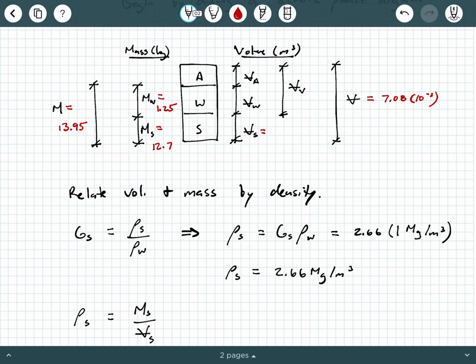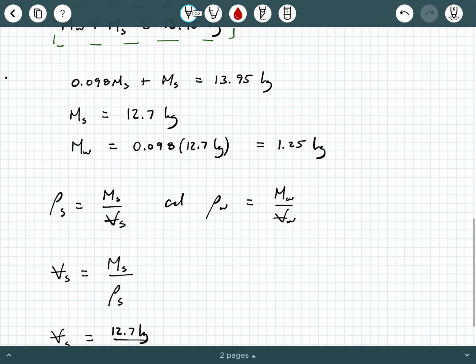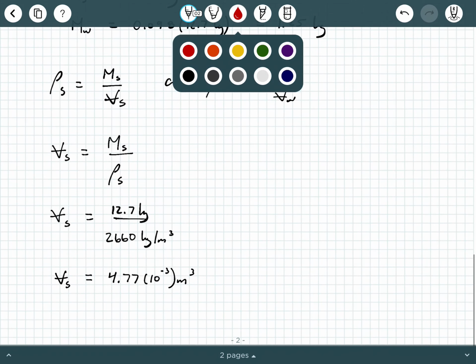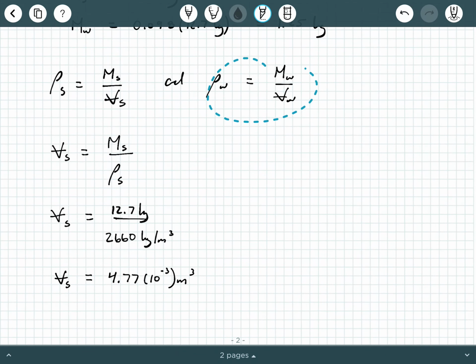Volume of soil solids, 4.77 times 10 to the minus 3. Okay, what about my volume of water? Well, again, I'm going to use my density relationship. Okay, I'm over here now. I'm just going to make maybe two columns here. So I'm going to have volume of water equals mass of water over density of water.